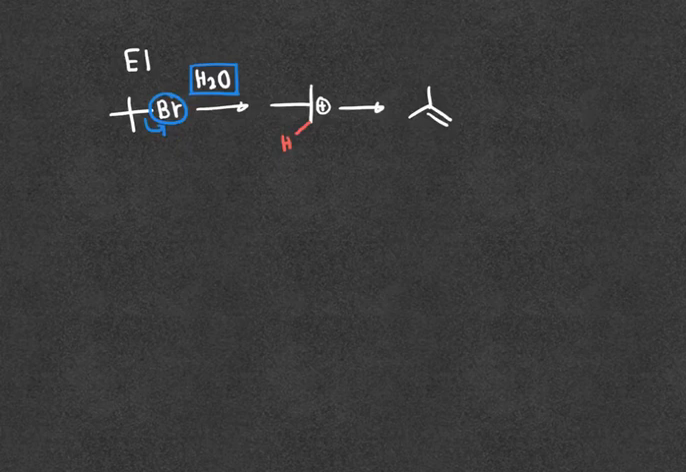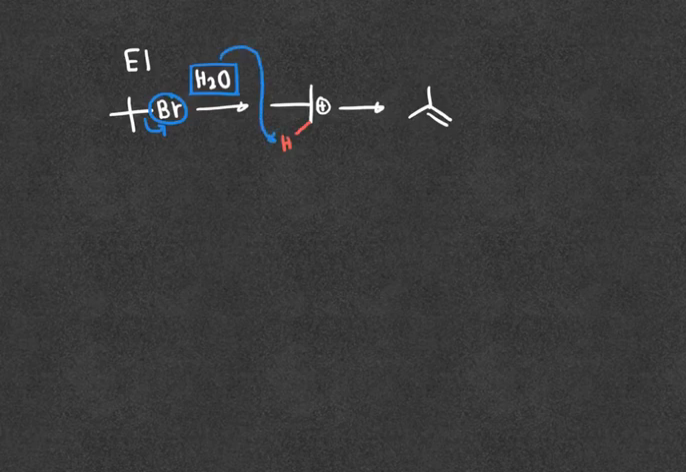It is important to identify the alpha and beta carbons. The alpha carbon is the carbon attached, in this case, to the leaving group, while the beta carbons are the carbons attached to the alpha carbon. The carbocation forms on the alpha carbon. Now, the nucleophile will come in and attack the hydrogen on the beta carbon.